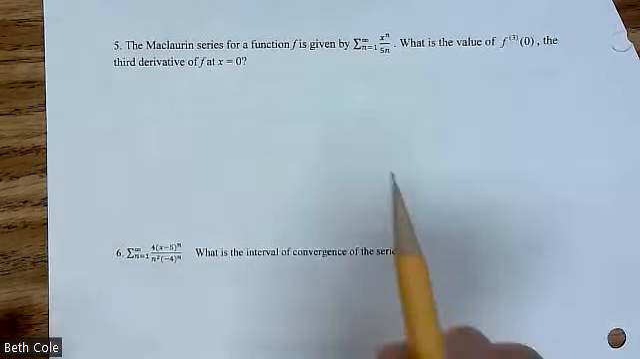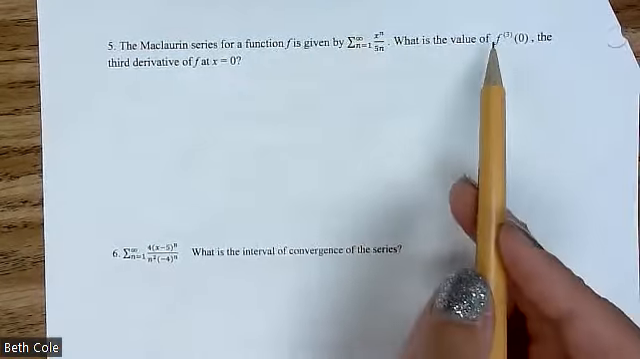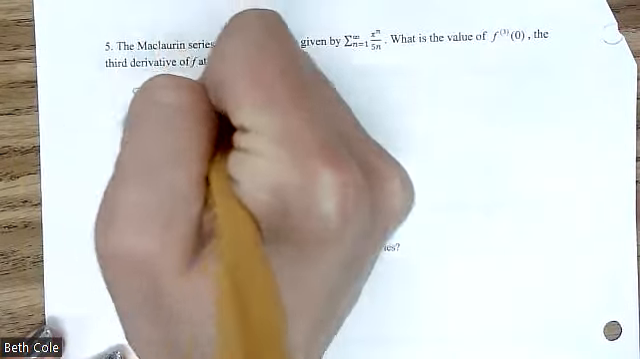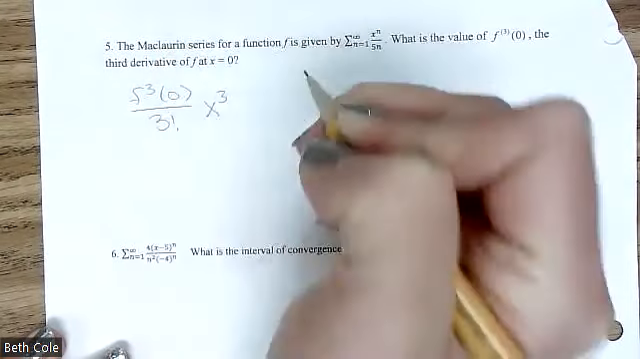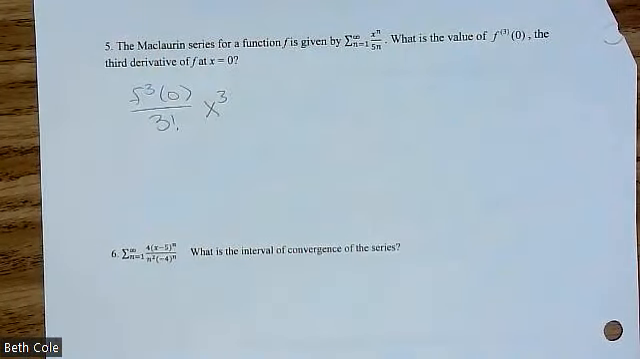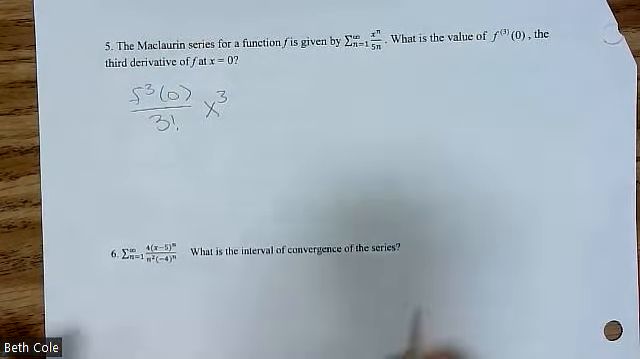Okay, so the Maclaurin series for a function is given by this. We want the third derivative at 0. Again, I just write it out every time. It's the third derivative at 0 over 3 factorial x to the third is what that term would look like. I guess you could write out the whole thing if you wanted, but I'm just plucking out that one term.